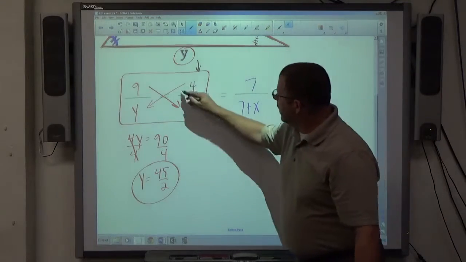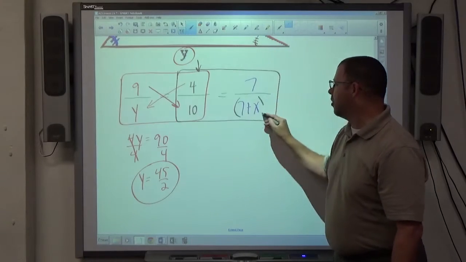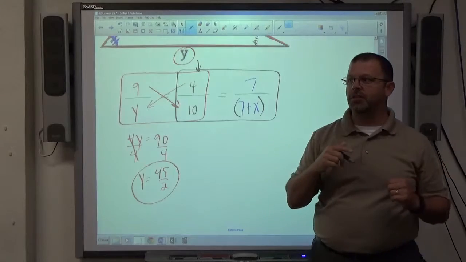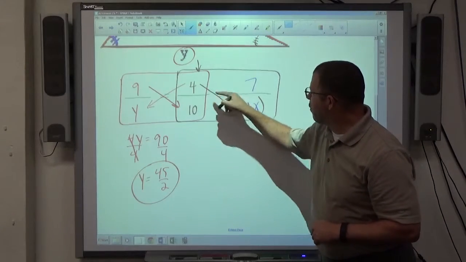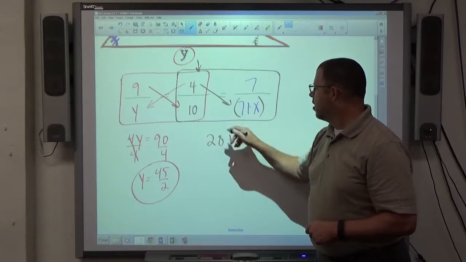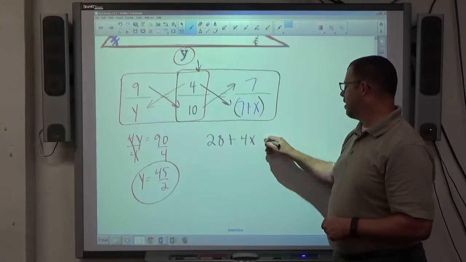Looking at the other one, this one, be careful with overlapping triangles. You do get binomial pieces quite often because you're adding pieces together, and a lot of times one of those pieces is unknown. This type of structure is quite often there. When I do 4 times that stuff, I'm going to get 4 times 7, which is 28. Plus 4 times x is 4x. That's going to equal 70.